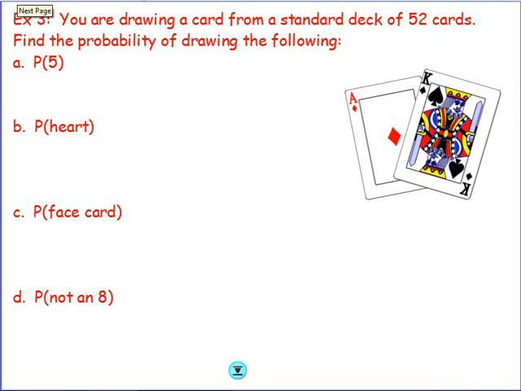You're drawing one card from a standard deck of 52 cards. That's how many cards we just saw: 52. Find the following probabilities.